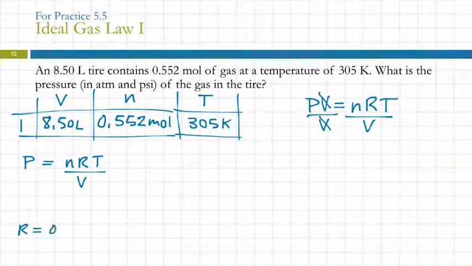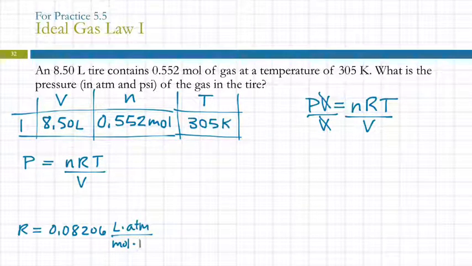R equals 0.08206 liters atmospheres over mole kelvins. These are the units that I need on my other quantities. Are they matching up? I've got liters and moles and Kelvin. Yeah, that's good. So I don't need to do any unit conversions. So I'm just going to start plugging things into my equation.